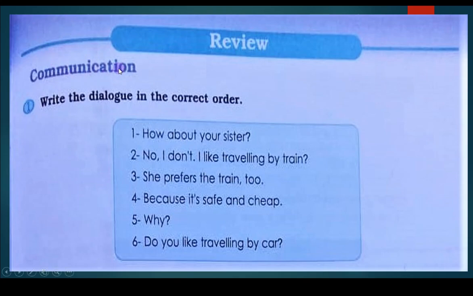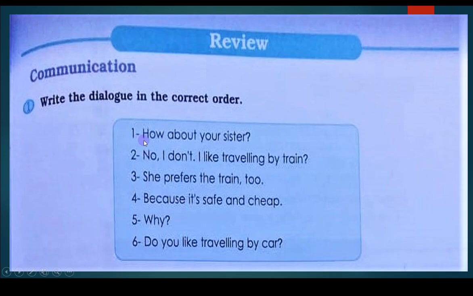For the communication part, we have a dialogue or a conversation in this order. Let's write it in the correct order. In this part, the communication or conversation part, we have a dialogue that is scrambled, not in order. So the exercise here is to try to write it in the correct order.